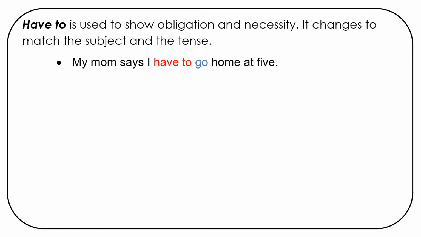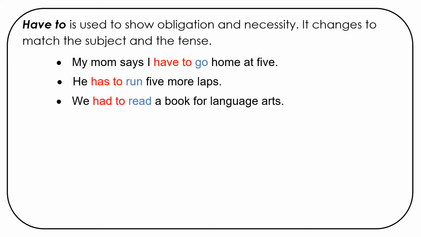My mom says I have to go home at 5. He has to run 5 more laps. We had to read a book for language arts. In the first sentence, it's present tense, I have. In the second, it changes for he has. And in the third, it's changed to past tense, we had.